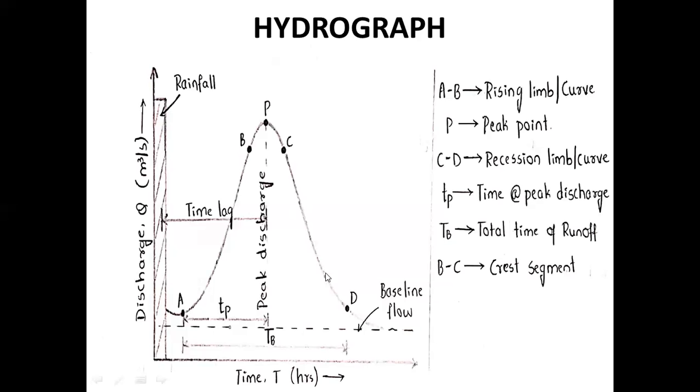Next is the recession limb. So the recession limb is CD. It is the portion of the curve from point C to D where the graph starts to deplete. So this graph starts to deplete with respect to time. It's also called the depletion curve or the falling curve.